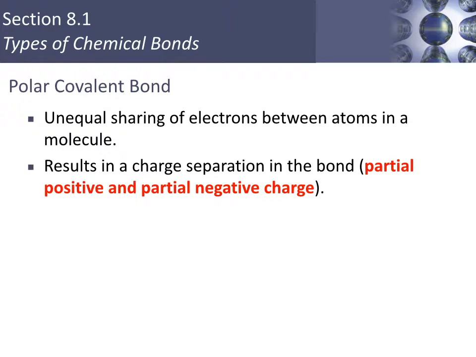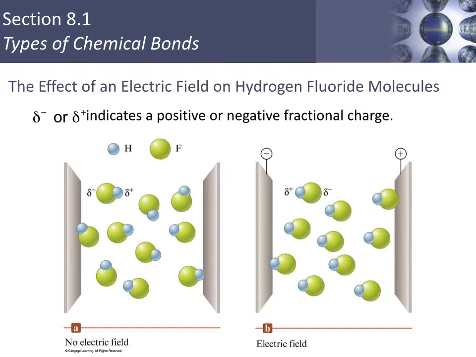You can have a polar covalent bond, and that is when there is unequal sharing of electrons between atoms in a molecule, and that's due to a charge separation in the bond, where you're going to have a partially positive and a partially negative charge. So how would you know you have that? One way is to use an electric field. If we had a series of hydrogen fluoride molecules bound together, in the presence of no electric field, as you see in A, there is no real orientation to the molecules. But once an electric field is applied, the molecules will line up in a particular fashion. That is indicating that there is a polar covalent bond.